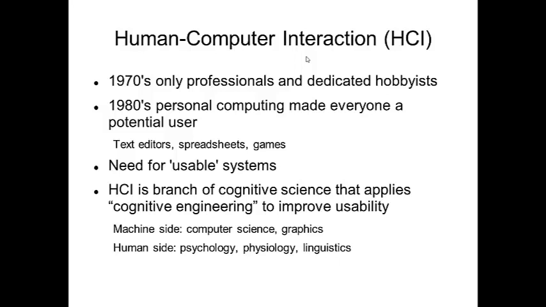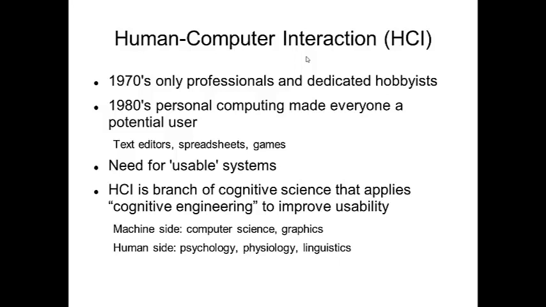In the 1980s, personal computing came along, and that made everybody a potential user. So suddenly your user base had gone from a few experts to just about everybody, using lots of different things: bits of software, text editors, spreadsheets, games started coming in. And this highlighted the need for usable systems, because you now had a huge varied user base, not just experts who are happy to play around with command lines and plug bits of hardware in themselves.